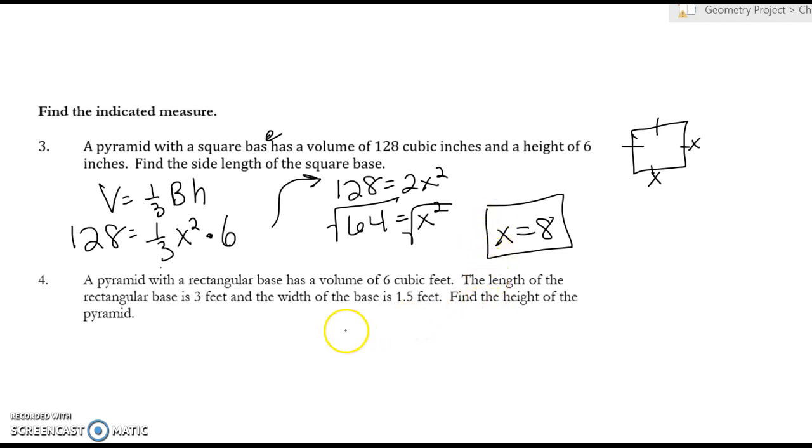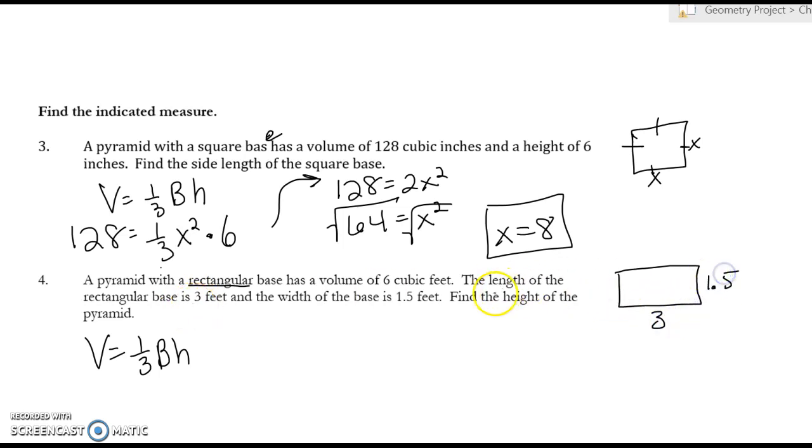All right, number 4. Start off by writing our formula again. So this is a rectangle. So I'm going to draw a rectangle over here so I can see what I'm doing. It says the length of the rectangular base is 3 and the width is 1.5. This time I want my height. Well, I can find the area of that by doing 3 times 1.5, which is 4.5.